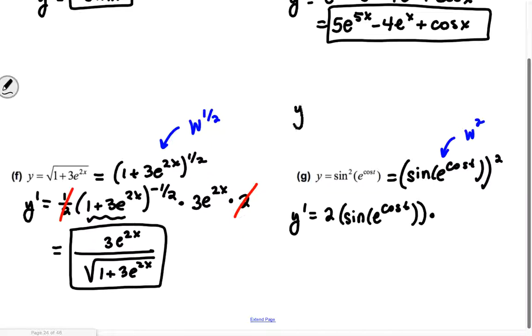So if you think about this as being a new problem, sometimes that helps. Our w was sine of e to the cosine of t. So our question is, how do I find the derivative of that? So the derivative of sine of e to the cosine of t, well, that's in the form sine of w, right?